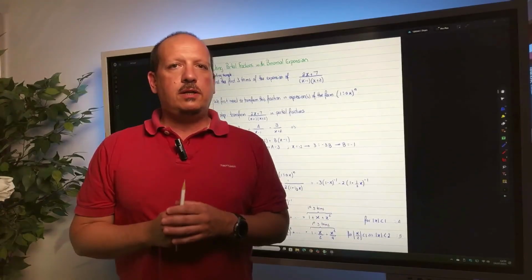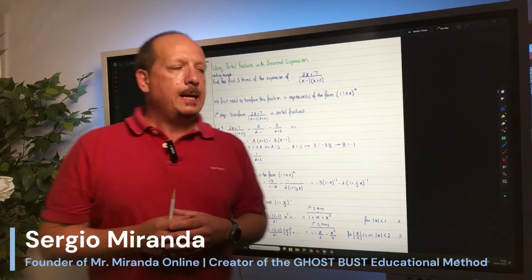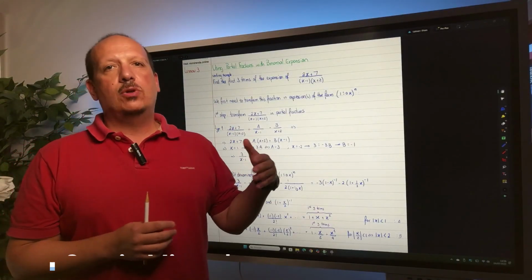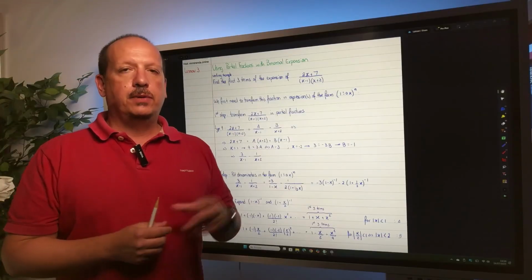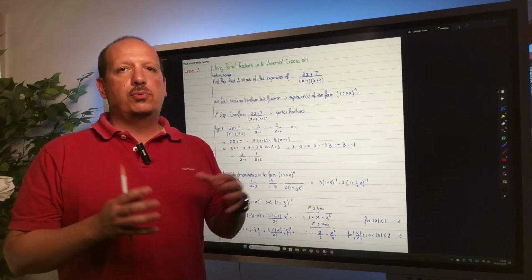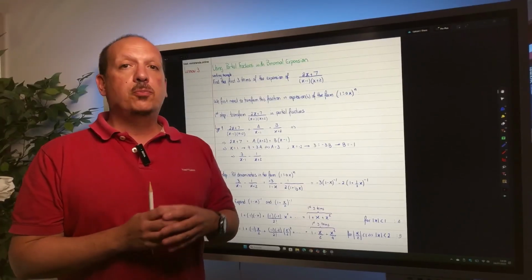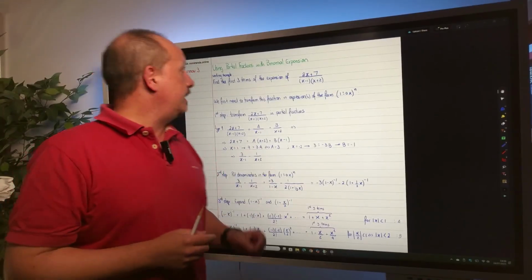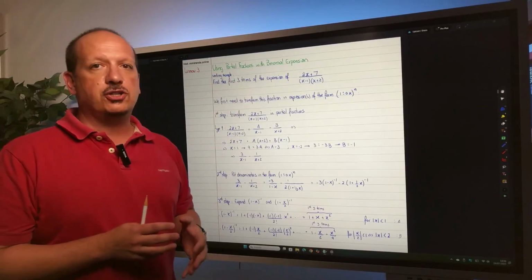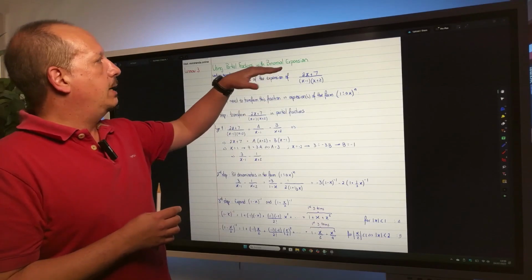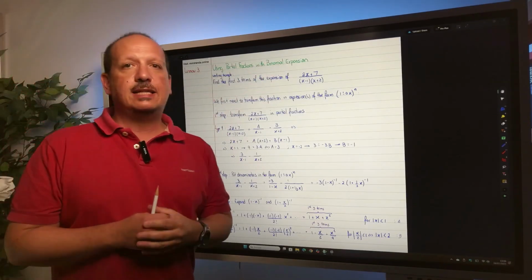In lesson 1, you learn how to expand binomial expressions in the form 1 plus x to the power of n, in which n can be any real number. In lesson 2, you learn how to break down more complex fractions into partial fractions. In this lesson, you are going to learn how to use partial fractions with binomial expansion. In other words, how to expand binomials when you have fractions that seem complex.